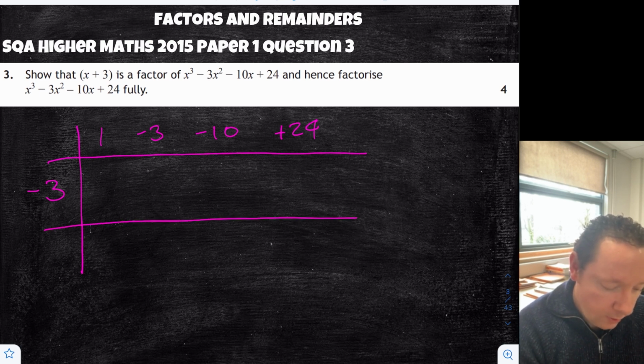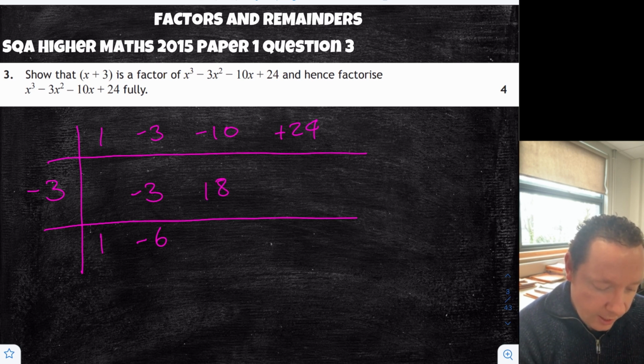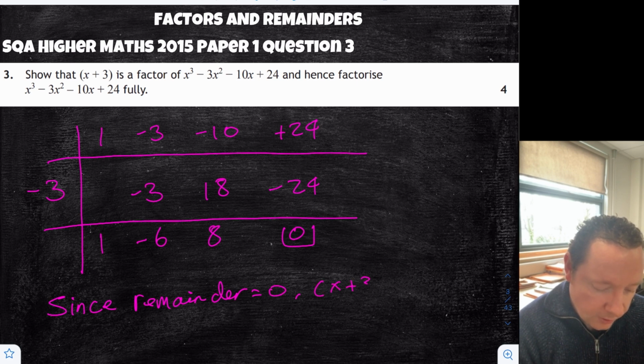So we drop 1 down. 1 times minus 3 is minus 3. Minus 3 plus minus 3 is minus 6. Minus 6 times minus 3 is 18. 18 take away 10 is 8. 8 times minus 3 is minus 24, and 24 take away 24 is 0. So I can just write a little statement: since the remainder equals 0, x plus 3 is a factor.